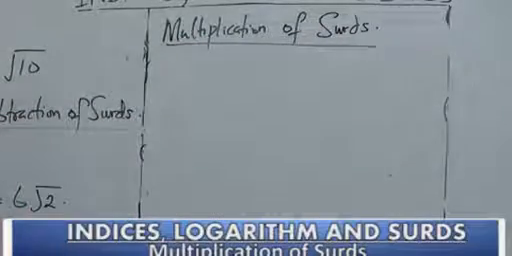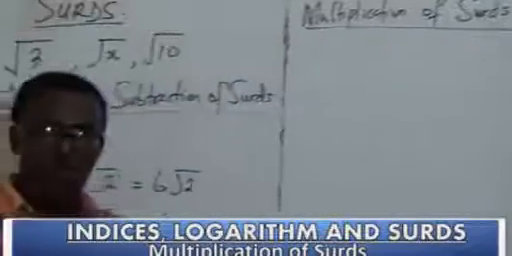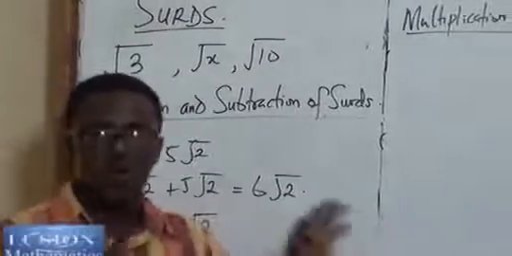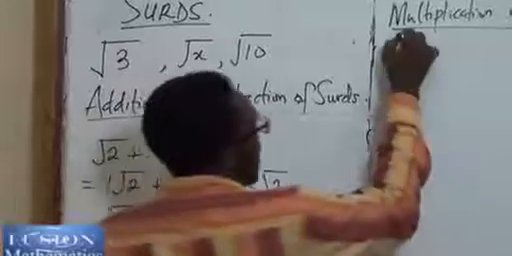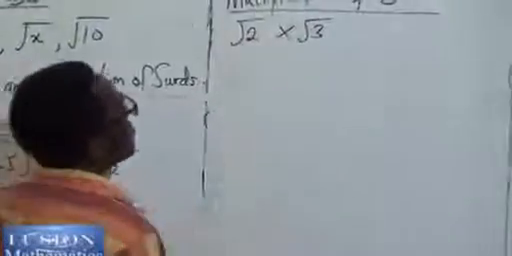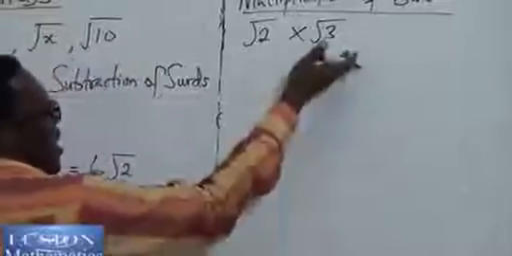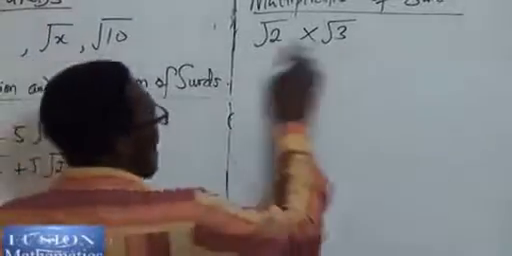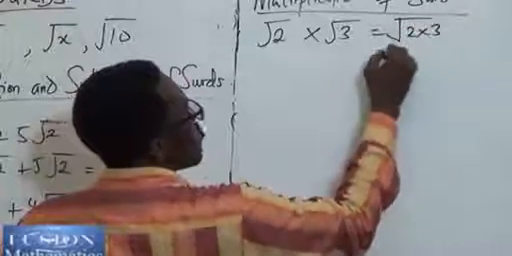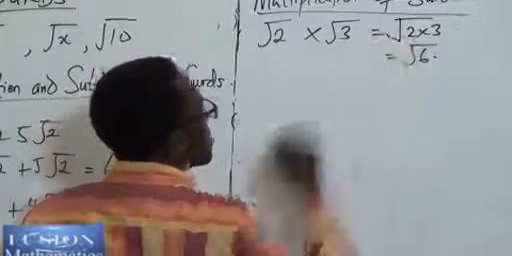Now, in the case of multiplication, the combination of the two surds is regardless of the likeness of the surds. If, for instance, you have root 2, but this time multiplying root 3, so they are not like surds, but they can be combined. So this will give us root 2 times 3, which is the same thing as root 6.